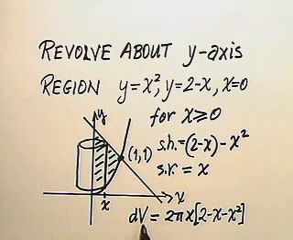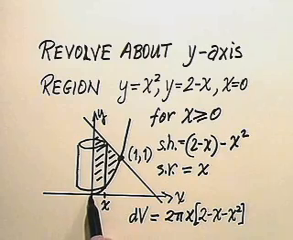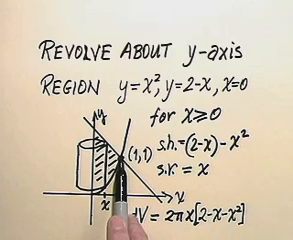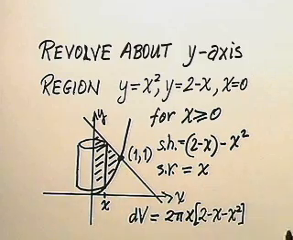So what are our limits of integration going to be? Well, our region starts out at x equals 0, and the farthest right it goes is x equals 1. You can see this point right here, where the parabola crosses the line, is the farthest right in this region. So consequently, all we have to do is integrate our dV from 0 to 1 against x.